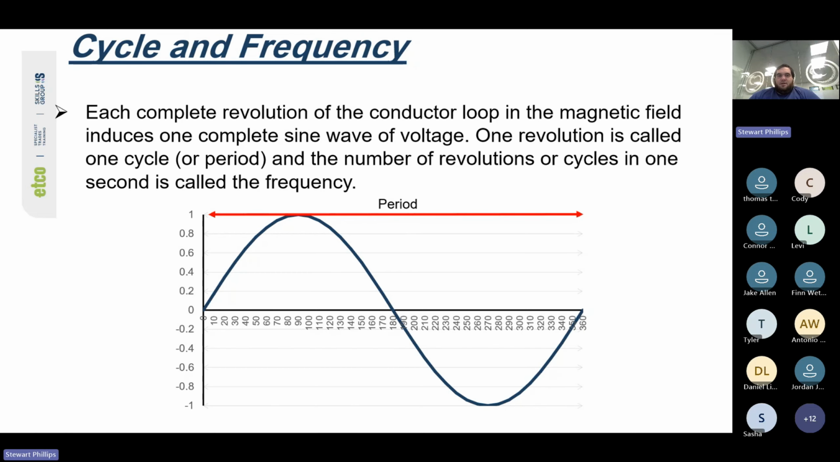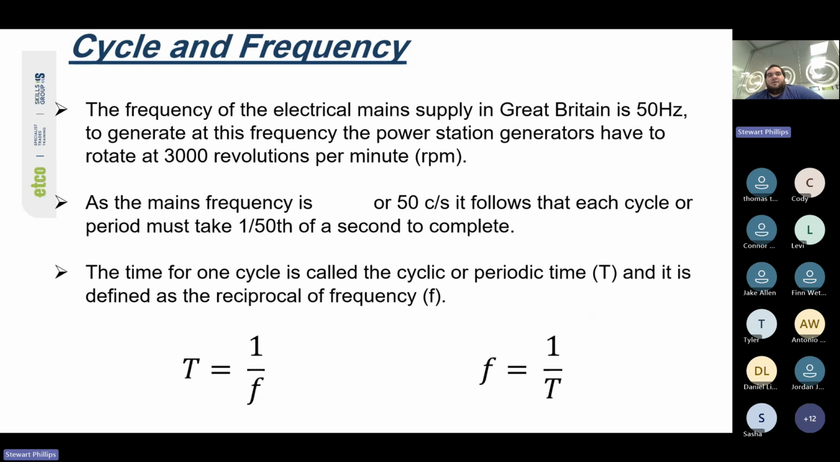Cool, that's all done. So when we talk about cycle or period, we're talking about one waveform. And when we're talking about frequency, we're talking about how many times it does it per second. The frequency of the electrical mains supply in Great Britain and New Zealand is 50 hertz, so generators have to rotate at 3000 RPM.